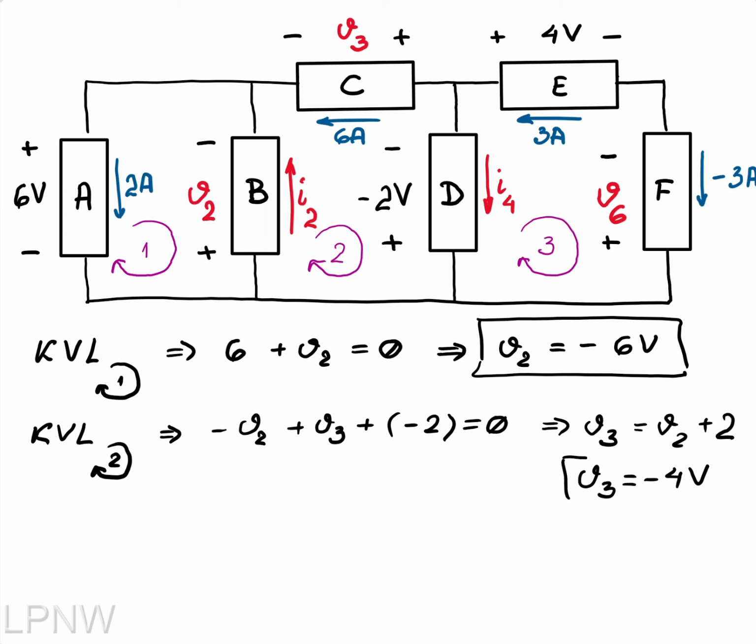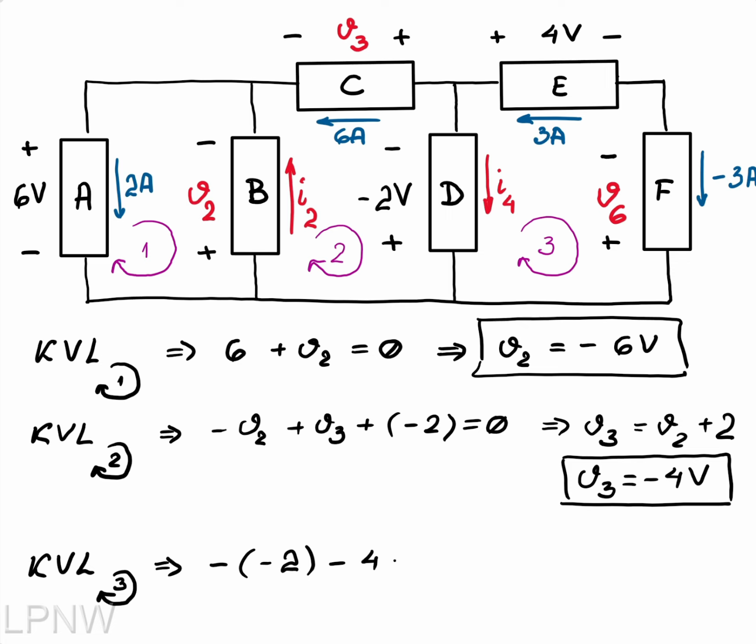So we're ready with the value of V3. Moving to the third loop. So Kirchhoff voltage law at loop number 3. Following the direction at loop number 3, we could write that the negative 2 volts and the negative 4 plus V6 should give me 0. So from here, V6 equals 2 volts.